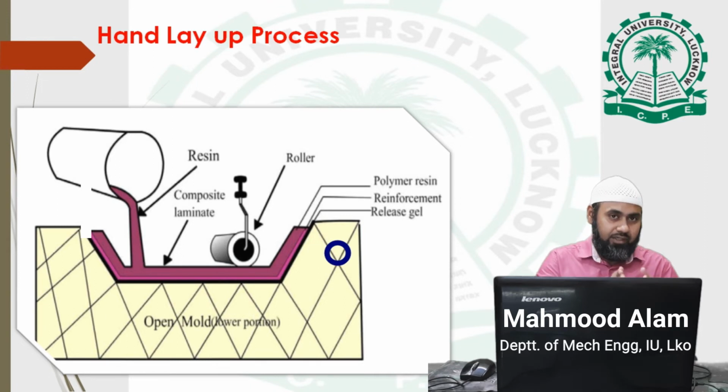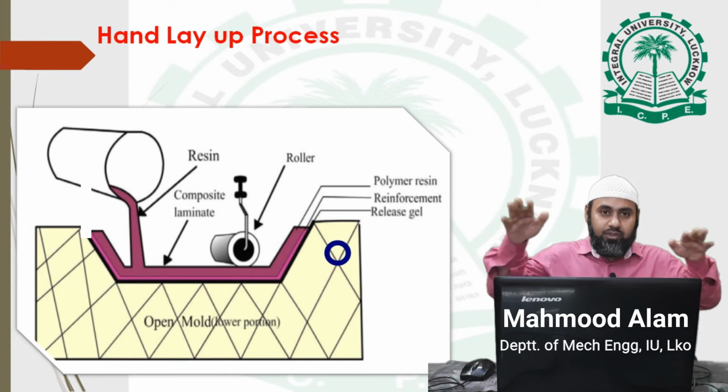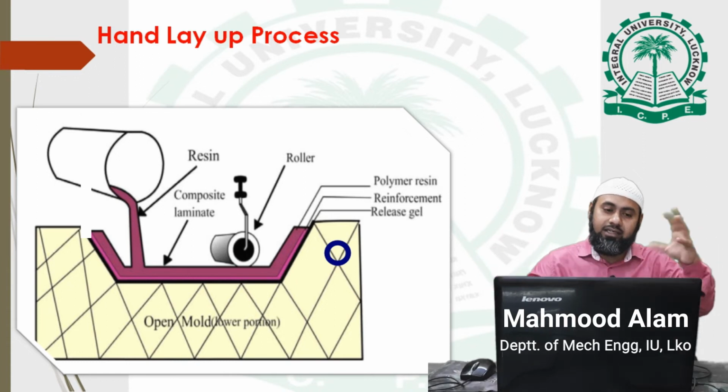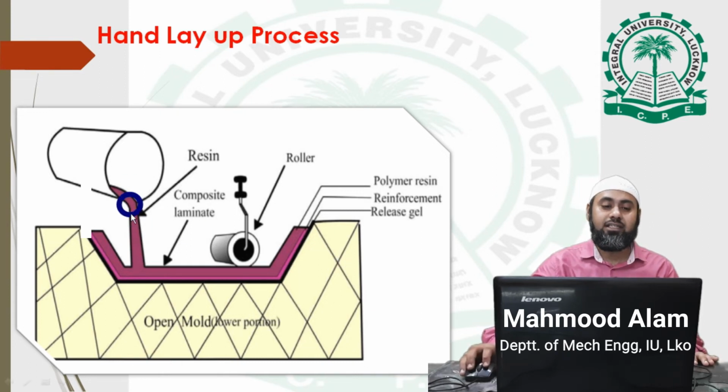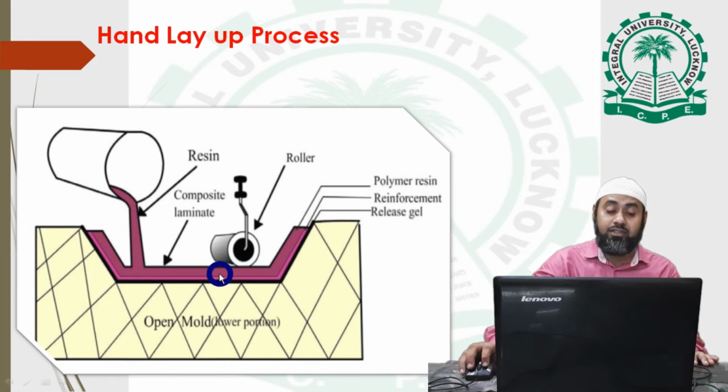When we talk about the composite, there are two major parts: one is matrix and the second is reinforcement. So first one layer of reinforcement is put, then over the reinforcement we will put the resin or polymer composite. In case of thermoset resin, it will be available in the form of gel. It is coming from this part. So here the thermoset gel, or you can say the polymer resin, is coming out from here. It is in the form of gel. So on the reinforcement layer we will put some thermoset gel, or simply called polymer resin.